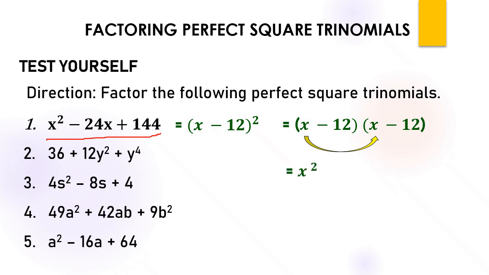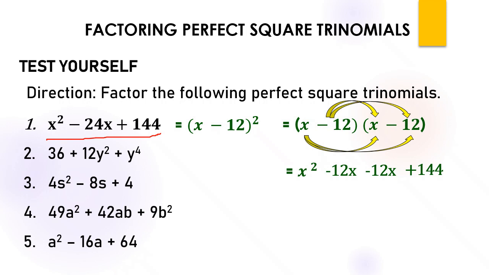And then next, the outers. The outers are x and minus 12. So multiply x times minus 12 will give us minus 12x. And then inners, multiply minus 12 and x will give us minus 12x. And then the last terms in the binomial, minus 12 and minus 12. Multiply minus 12 times minus 12. It will become positive because negative times negative is positive. It will become positive 144.